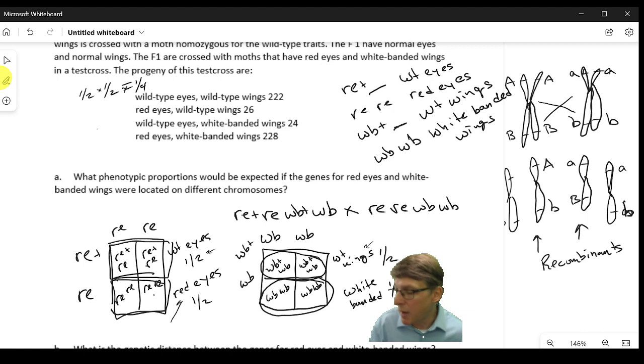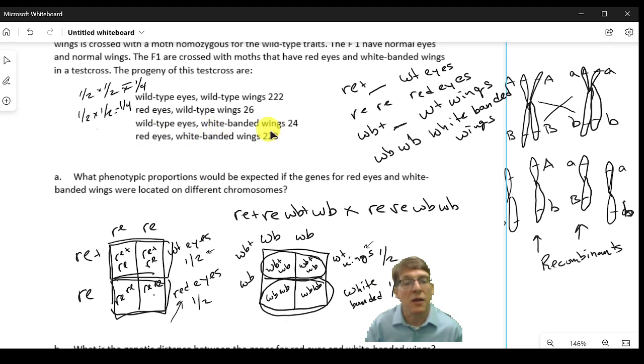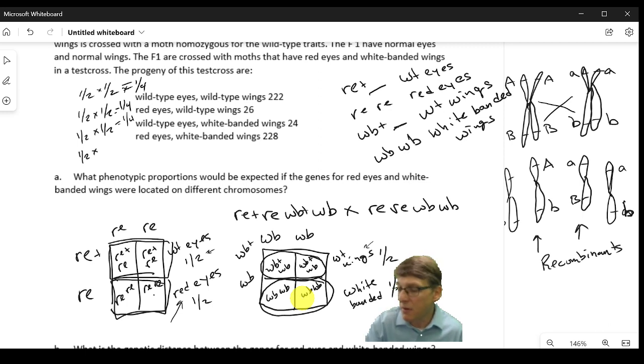Same thing with the red eyes. For red eyes, down here, we have a 1/2 chance. For the wild-type wings, we have 1/2. So we have 1/2 times 1/2 equals 1/4. Same thing with the wild-type eyes and the white-banded wings. Wild-type eyes, we have 1/2. White-banded wings, we have 1/2. So we have 1/2 times 1/2 equals 1/4. And then red eyes and white-banded wings, again, 1/2 times 1/2 equals 1/4.